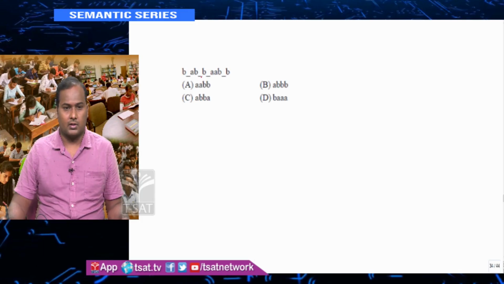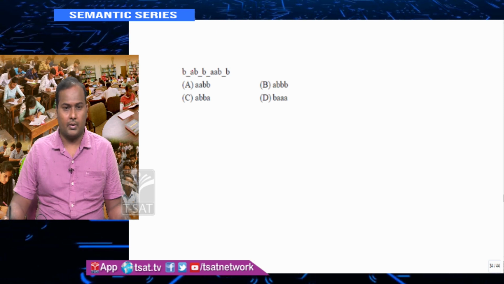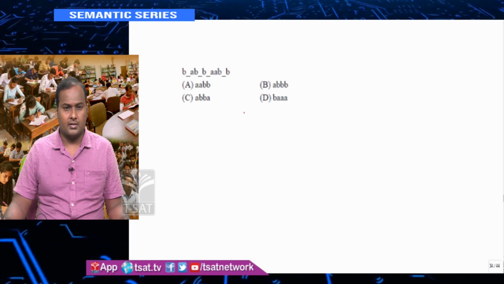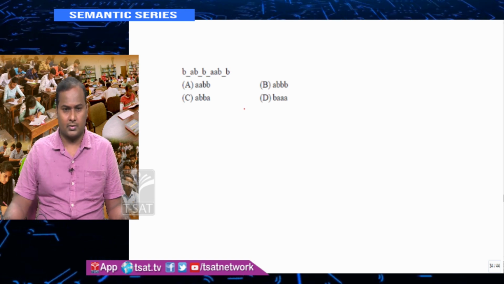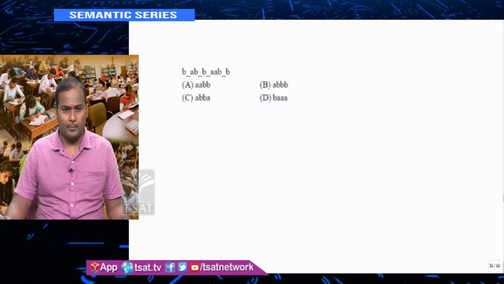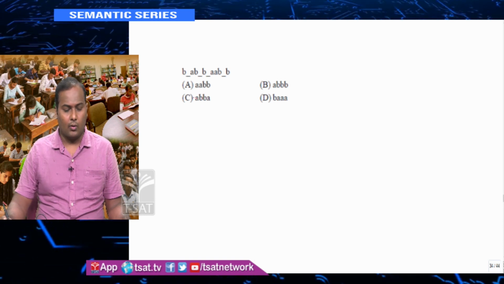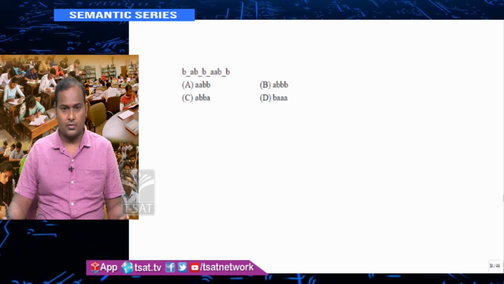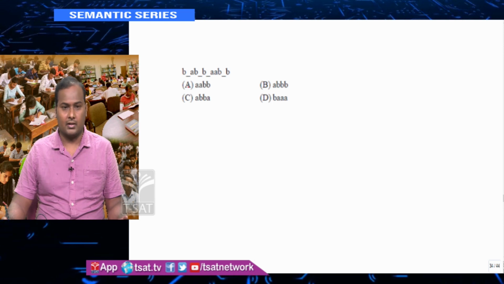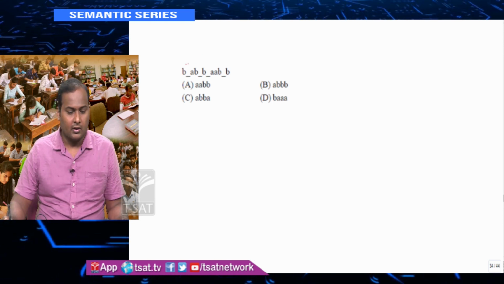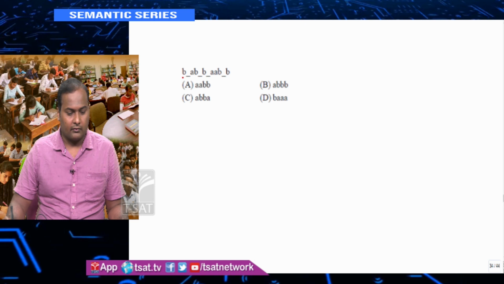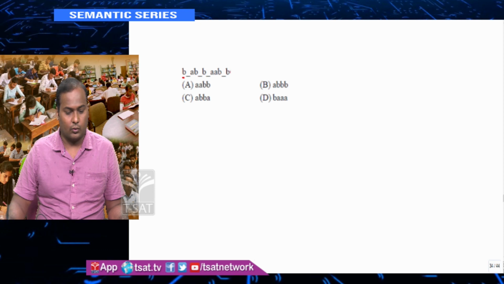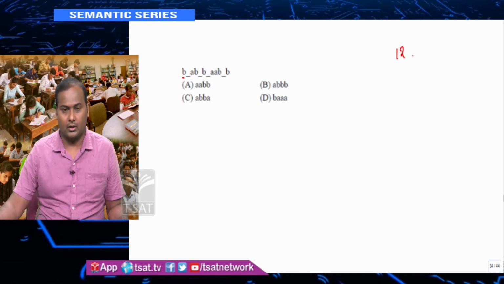In this question, the series is B gap AB gap B gap AB AB. If you see this entire series, you have only two letters, that is A and B. So now what we have to do in this type of questions to get the answer very fast? First, the student has to count how many letters are there in this particular series. Starting with B, there are 3, 6, 7, 8, 9, 10, 11, 12. So there are a total of 12 letters.